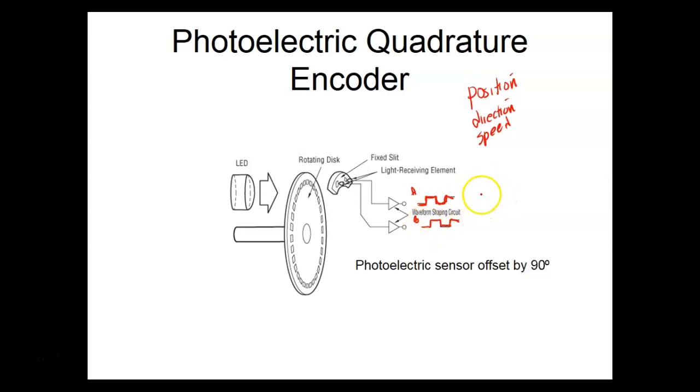If we change directions, and we'll see this on our oscilloscope, now B would lead A. So what we can do with a quadrature encoder is count positions. We can also use it to sense direction. And then the rate of the pulses, we could also use that to sense speed. So these guys right here are really, really neat.